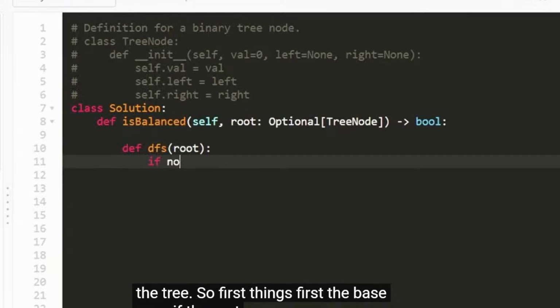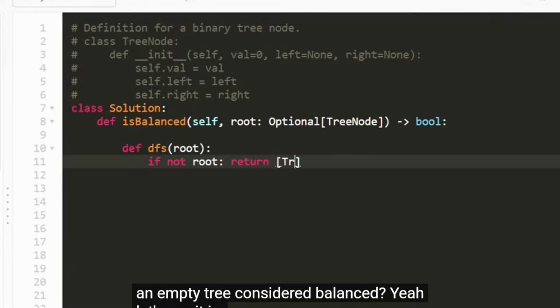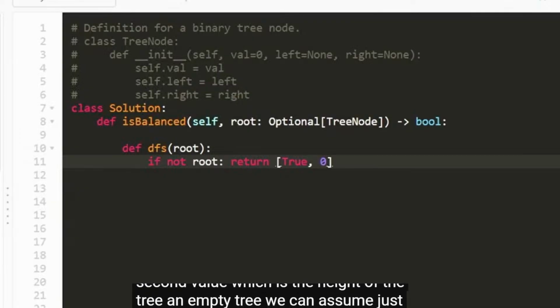So first things first, the base case. If the root is null, this means that we have an empty tree. So is an empty tree considered balanced? Yeah, let's say it is. So for the first value, we'll return true in this case. And the second value, which is the height of the tree, an empty tree we can assume just has a height of 0, let's say.